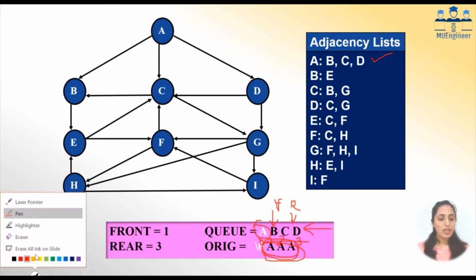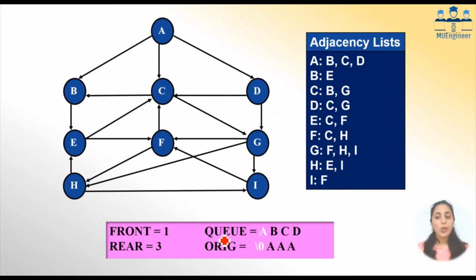Now, looking at this diagram, can we say which is the next node to be deleted from the queue? Obviously the one which is at front. Who is at front? B. So now I will delete B. After deleting B, I will find out the neighbors of B. Who is the neighbor of B? E. So now I will enqueue E in the queue. And what is the origin of E? B, because E is added as a neighbor of B. Now my front is incremented by 1 because I have deleted B, and my rear is incremented by 1 because I have added one element, E. So front is at 2 and rear is at 4.